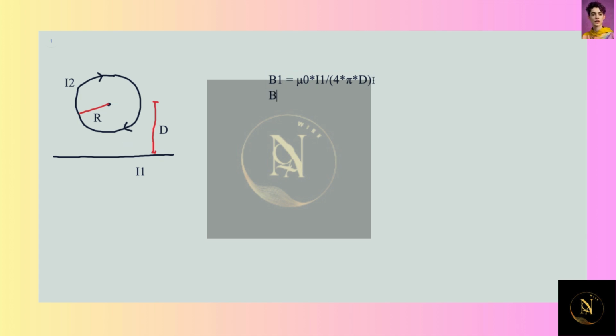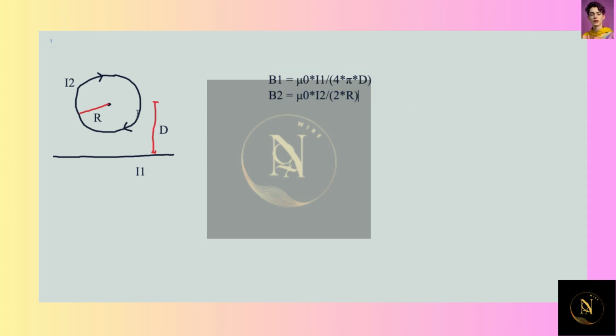Now for B2, we have a loop of current, and we're looking at the magnetic field right in the center. The expression for the magnetic field from a loop of current is mu naught times I2 in the numerator, and in the denominator is 2 times the radius, and the radius here is R. So this is going to be the magnetic field coming from this loop.